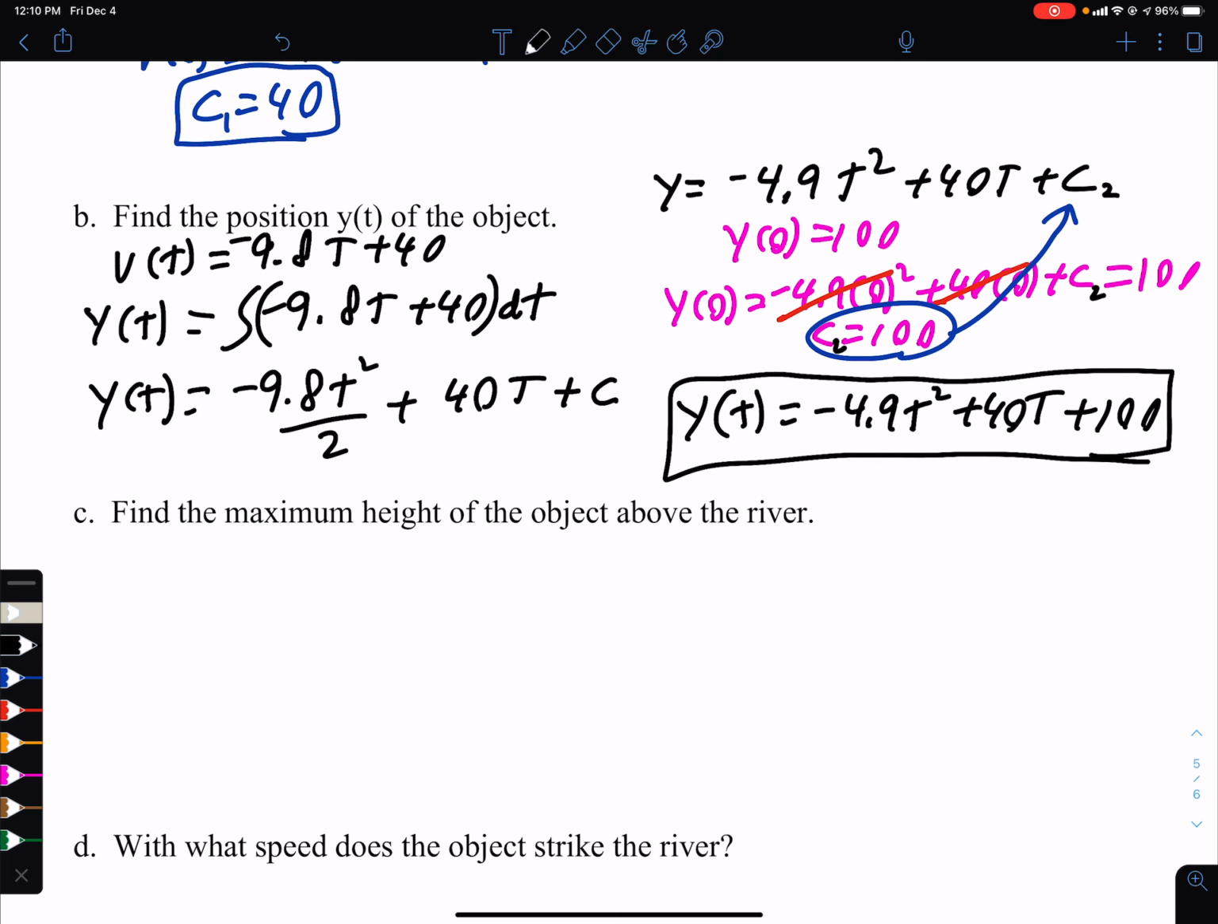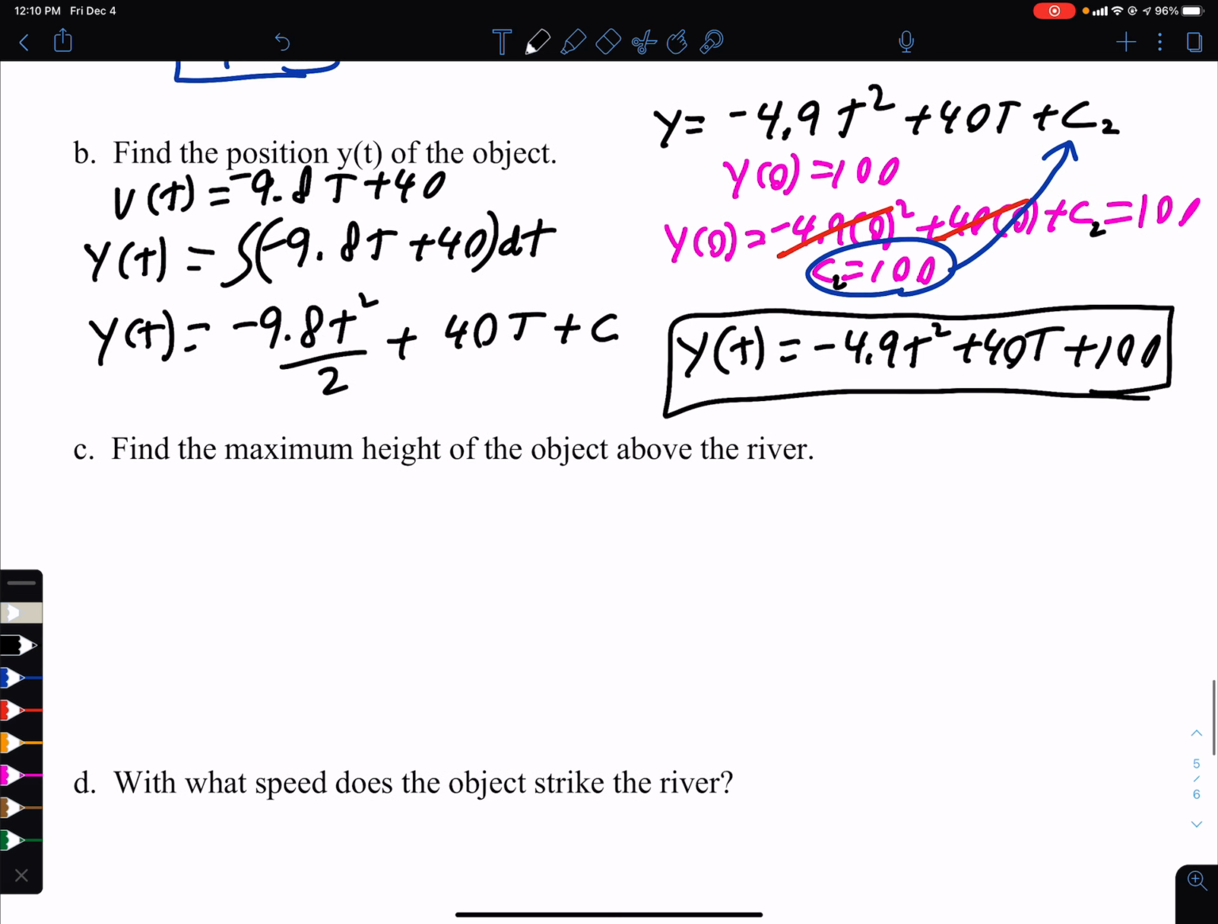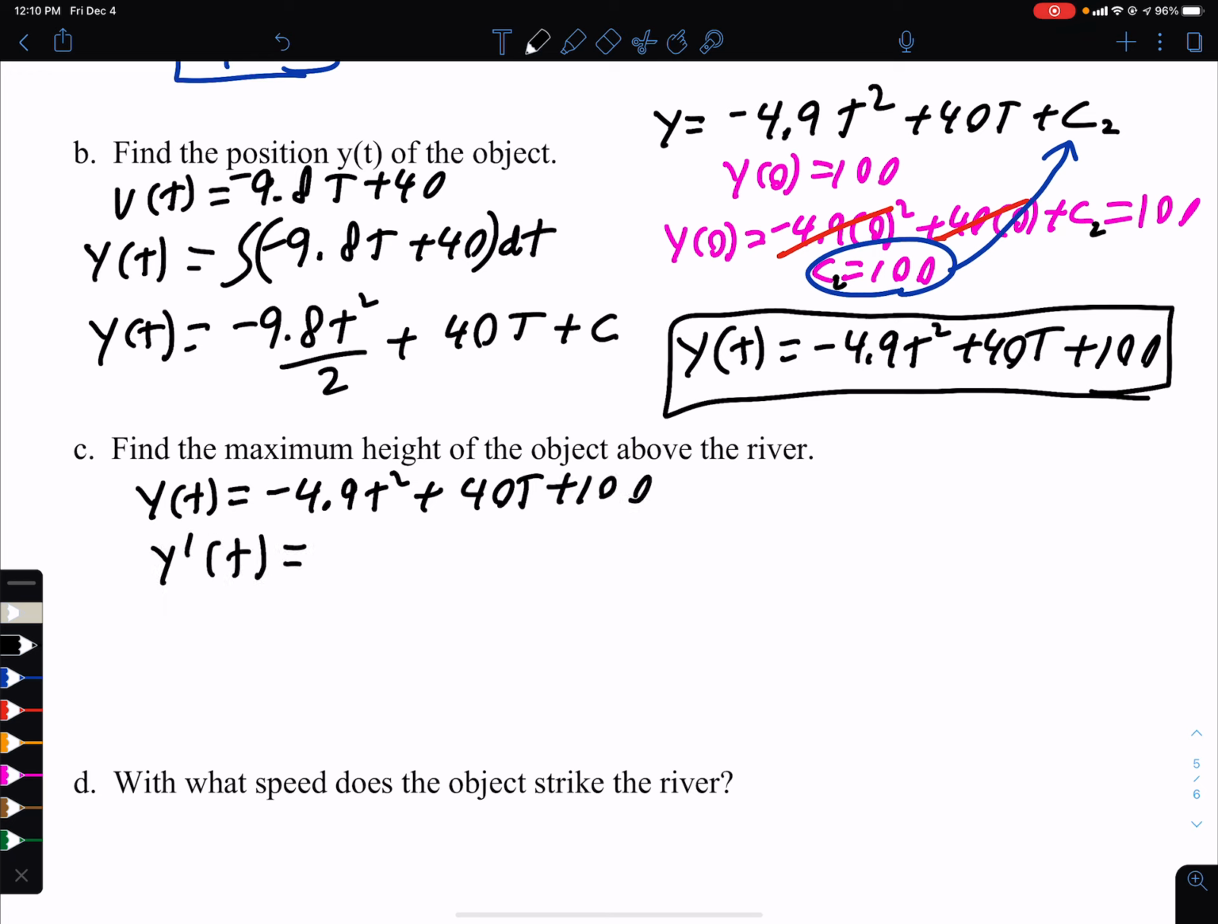Okay, this is an optimization problem. I want to maximize my height. Well, y of t is my height. Where do maximums and minimums occur? They occur at critical points and endpoints. So I need to find my critical points, meaning I need the derivative of y, which is interesting in itself. That's going to be negative 9.8t plus 40.